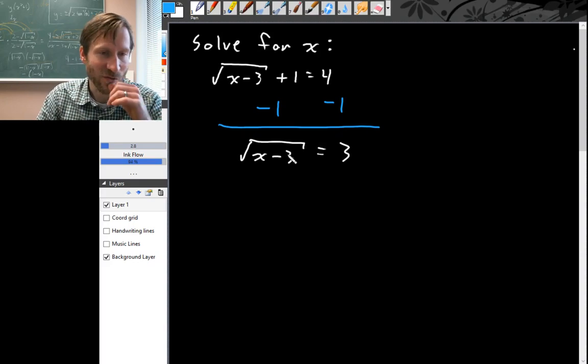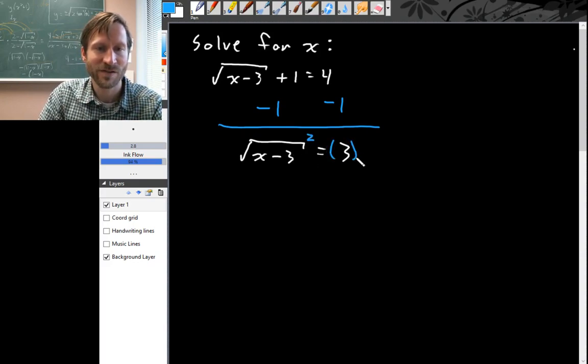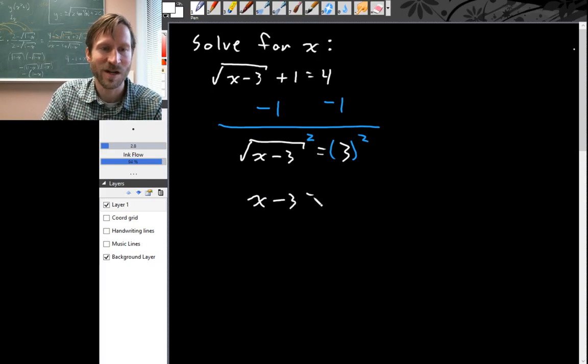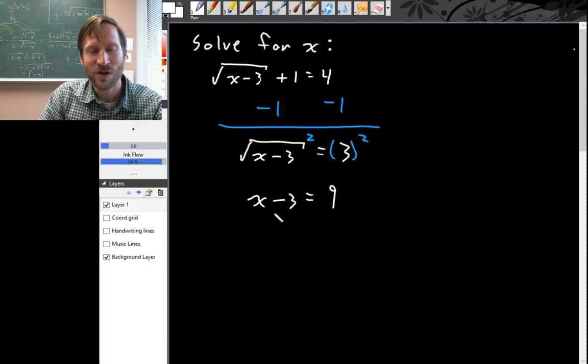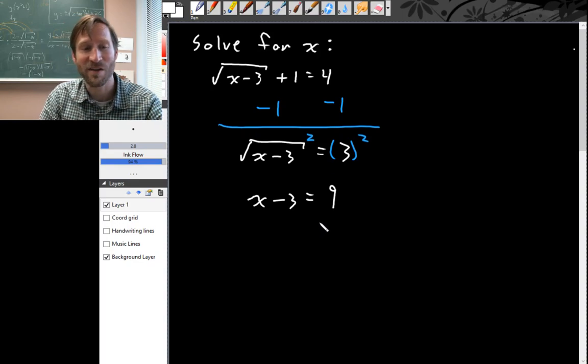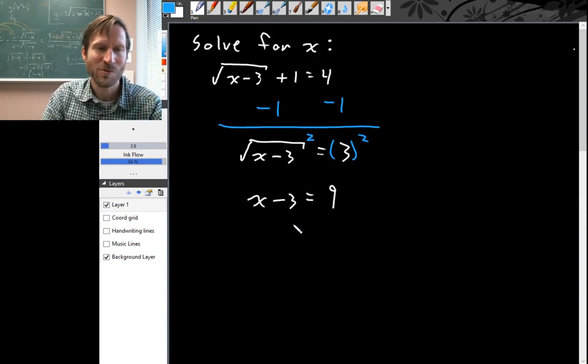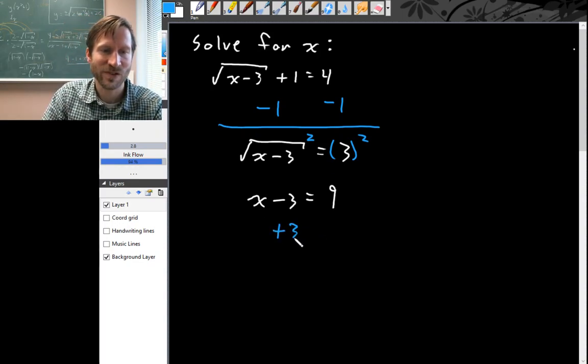Once you've isolated the square root part, then square both sides of the equation. So square the left, square the right. Squaring a square root undoes it, so we're just left with the inside. So we get x minus 3 equals, and on the right-hand side, 9. Then you can finish solving for x however is appropriate for the equation that you have. Since this is a linear equation, we just need to isolate x at this point. So add 3 to both sides, and we get x equals 12.